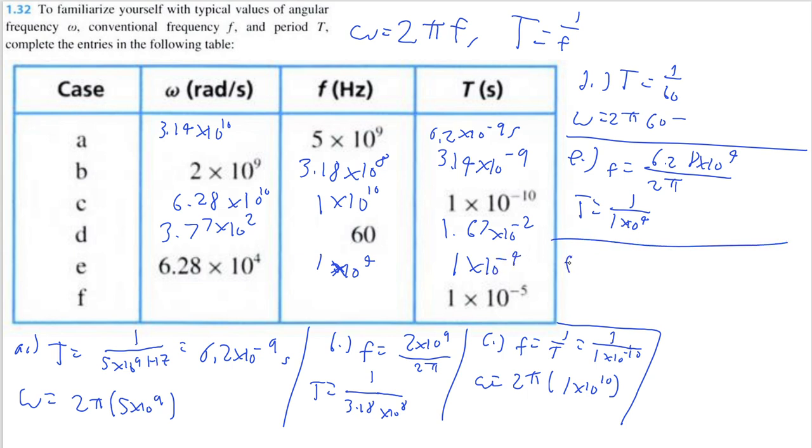And then lastly, we have case F. So frequency will be 1 divided by the period. That is equal to 1 times 10 to the power of 5 hertz. Then omega is equal to 2 pi times the frequency of 1 times 10 to the 5. That is 6.28 times 10 to the power of 5 radians per second. And this table is done.